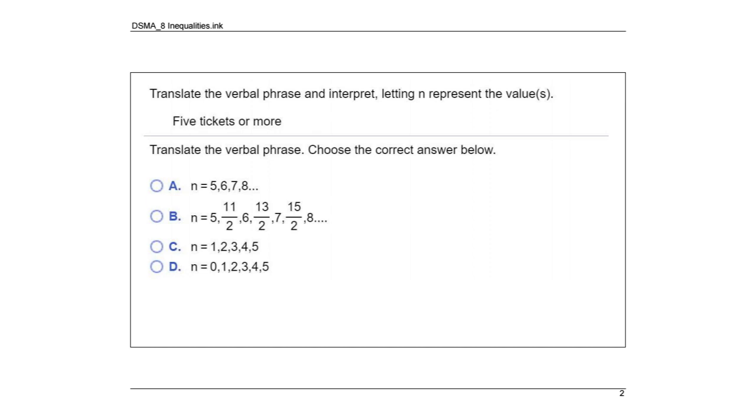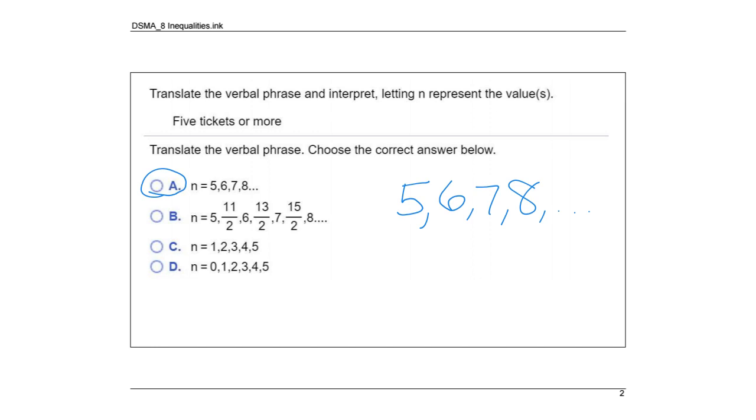So this one is 5 tickets or more. That means we can include 5 tickets. Now we're not going to have part of a ticket, so we jump to the next one, which would be 6 tickets, 7 tickets, 8 tickets, and so on. We use these 3 dots to denote that it goes on and on because they didn't tell us a maximum number of tickets. We started at 5 and it said or more, so we grabbed any numbers that were greater than 5.